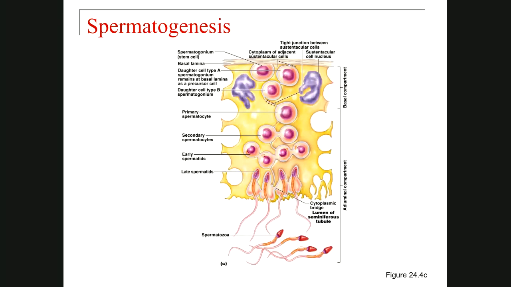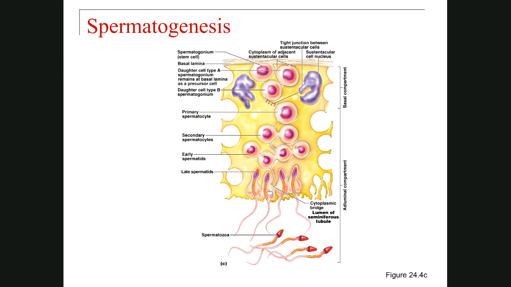If you look at this cartoon, this is a part of the seminiferous tubule. In the seminiferous tubule, you have some round cells here. This is the basement membrane or basal lamina, the coverage of each seminiferous tubule. And you can see some round cells here. They are the spermatogenic cells. I will talk about these spermatogenic cells in the next slide.